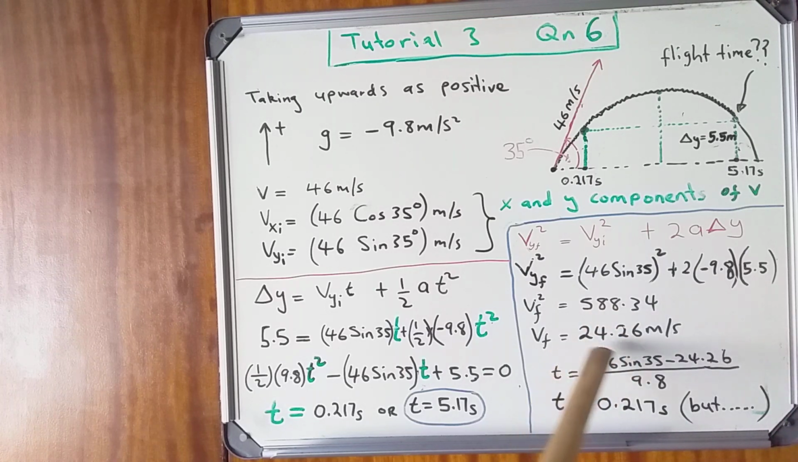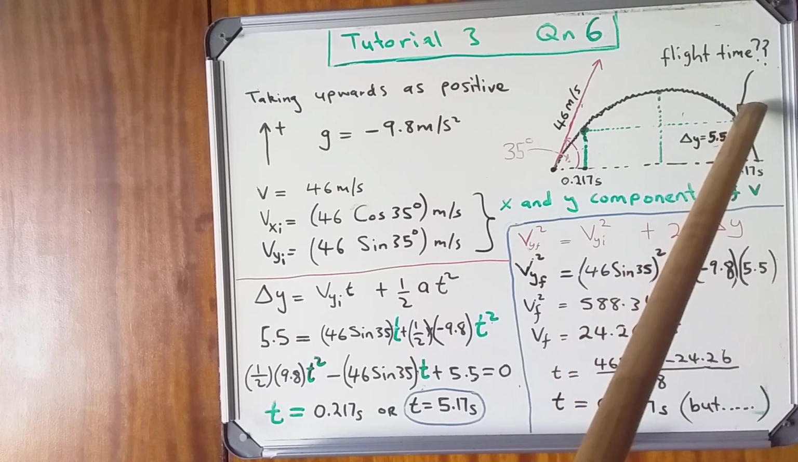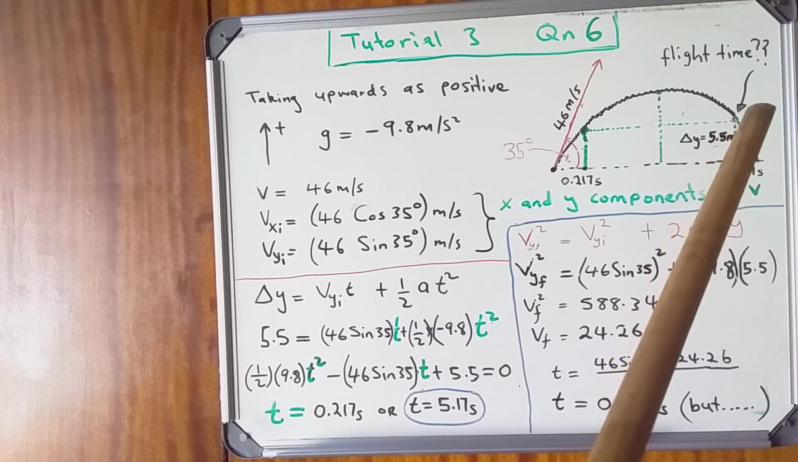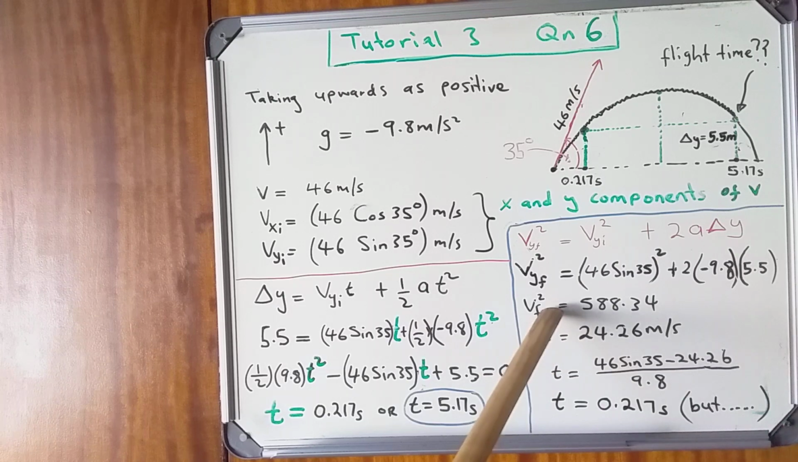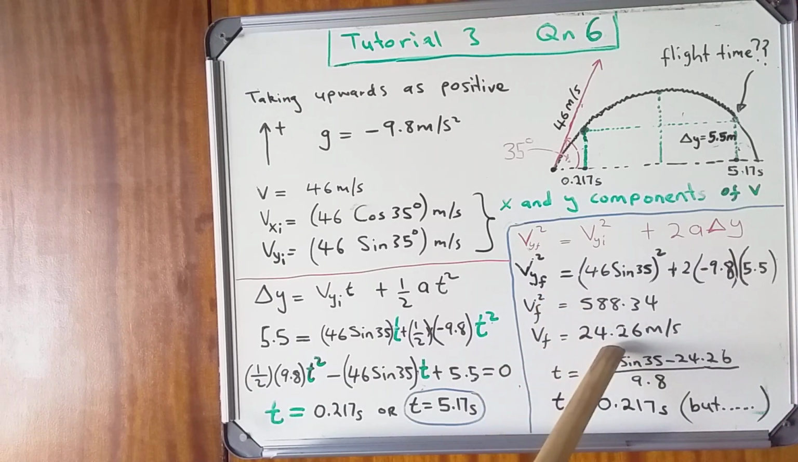So your final velocity will be at this point. So this is the final velocity in the y direction. Okay, it should be the final velocity in the y direction, not just vf, but in the y direction. So it must be specific, it must be this one. Okay, y direction, it must be 24.26 meters per second.